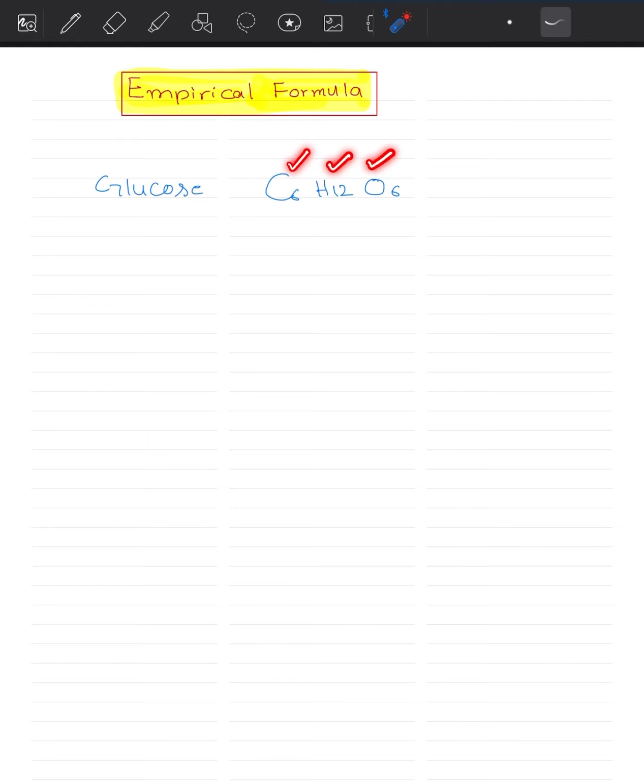What is empirical formula? Let's take an example of glucose. Glucose has a formula of C6H12O6. So from this formula, what kind of information can we get? First of all, it is representing how many types of atoms are present in it. It has carbon, it has hydrogen, and it has oxygen.